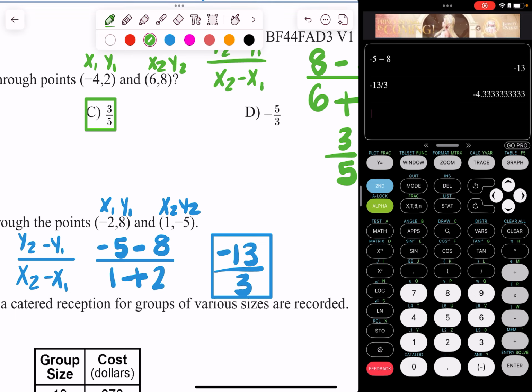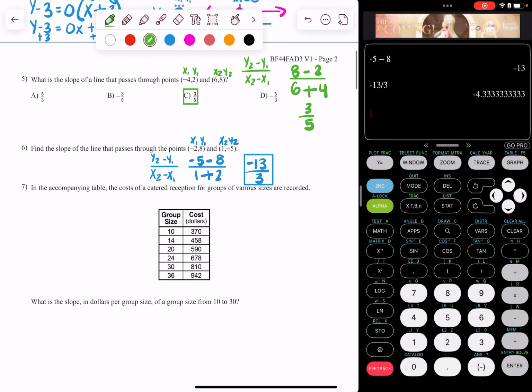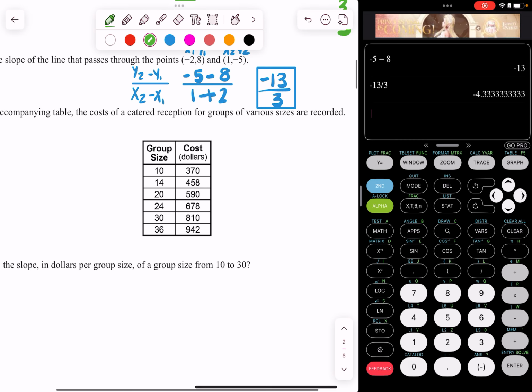Alrighty, let's look at number 7. In the table, let's find the slope from 10 to 30. This means I need to use this point, and I need to use this point. This is going to be my first x and my second x. This is my first y and my second y.